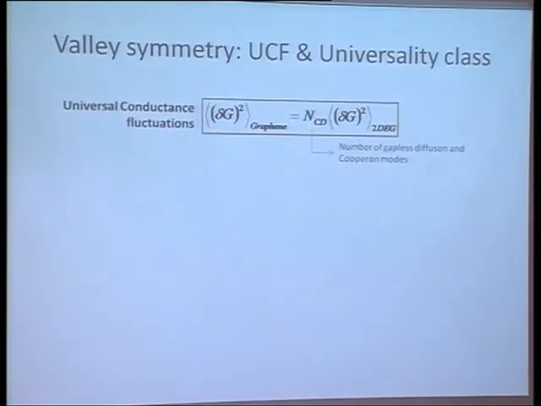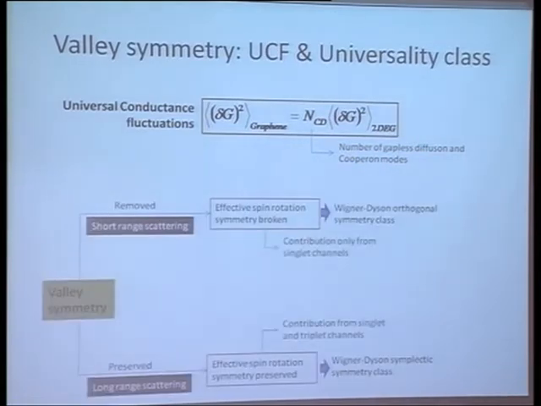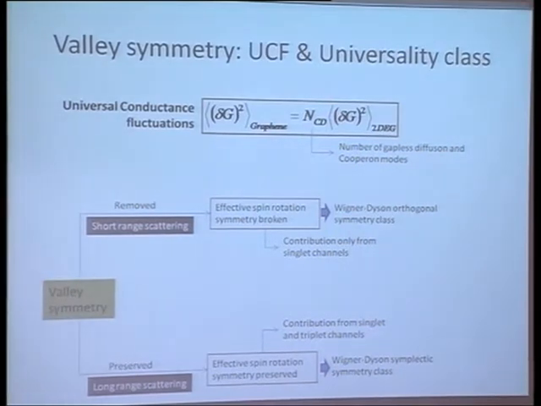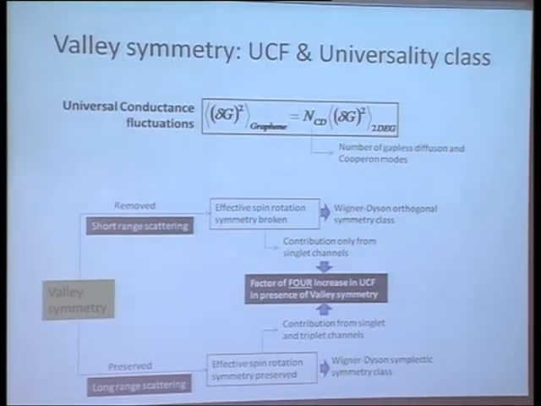And why is this possible? The UCF is essentially the number of gapless diffusion and Cooperon channels. Now, what happens when you remove the valley degeneracy, which is here? You just get contribution from one singlet channel. When you have valley degeneracy, you have got singlet and the three triplet channels, which means that there is going to be exactly a factor of 4 change in the universal conductance fluctuation magnitude. And there are many implications. The universality class changes and so on and so forth.